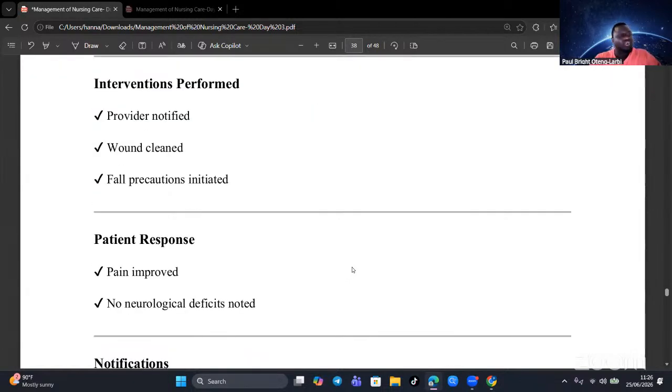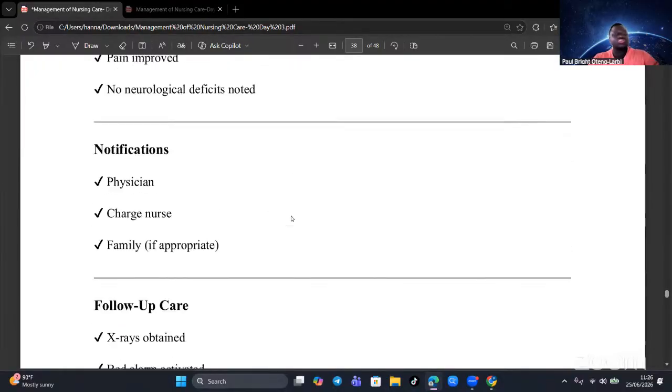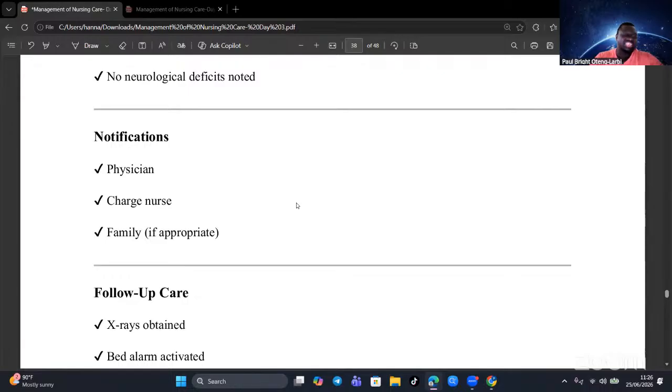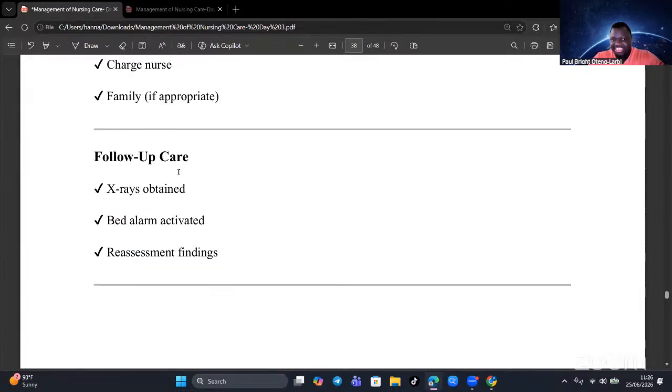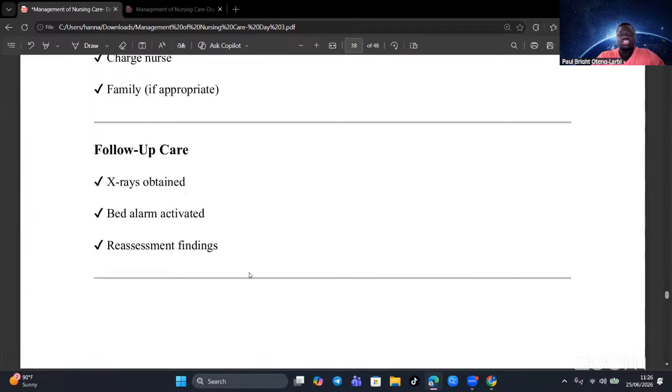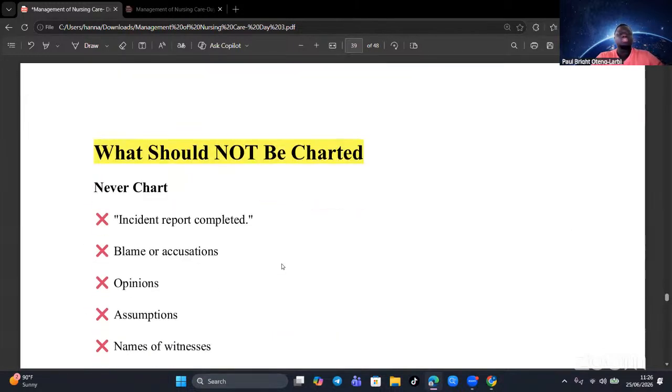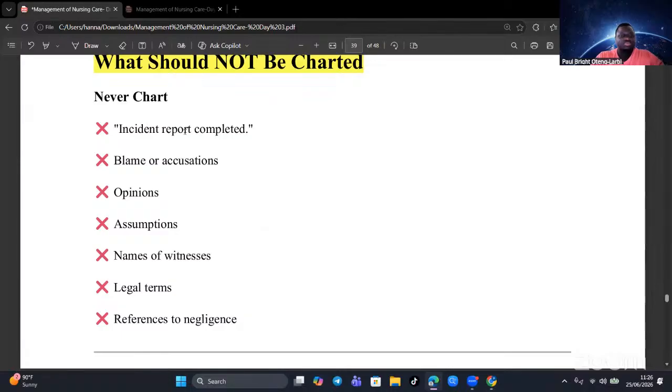Then the interventions performed, the patient's response, and the notification of the doctor, charge nurse, or family are very important. Family should know. Then the follow-up care that was done, such as X-ray obtained, bed alarm activated, or reassessment findings observed. All these you should note. Never chart that an incident report was completed in the patient's folder. Remember, we have the patient's folder.